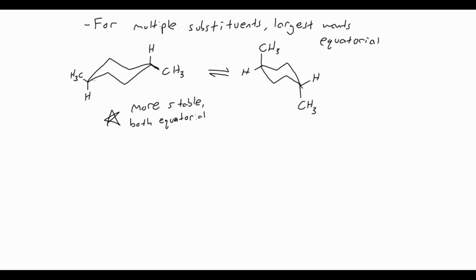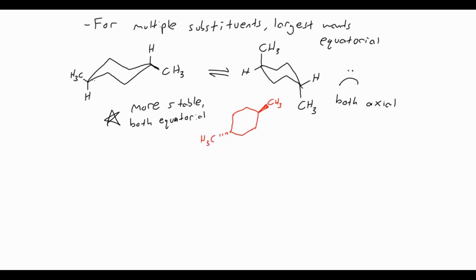Whereas this one, they're both axial. So that's going to cause a lot of problems, a lot of steric hindrance, and less stable overall. So one thing to think about is if we draw the bond line structure that we're more familiar with for this cyclohexane, this is going to have one methyl substituent going towards us and one going away.